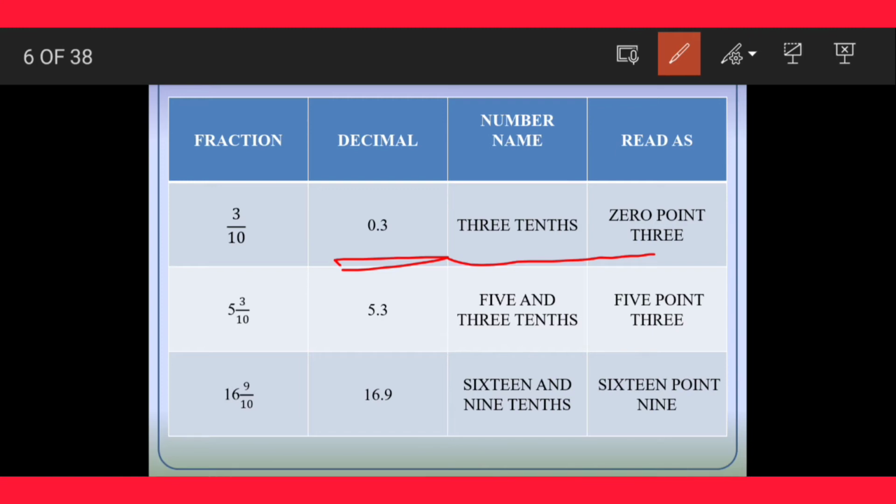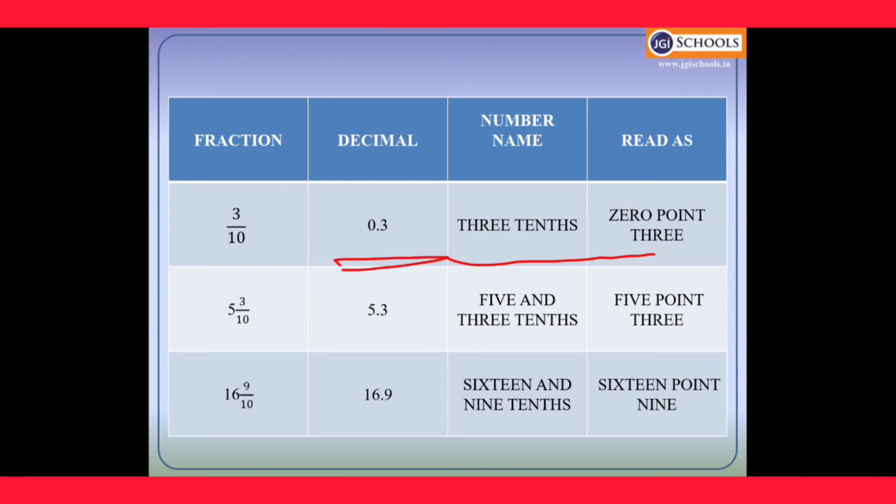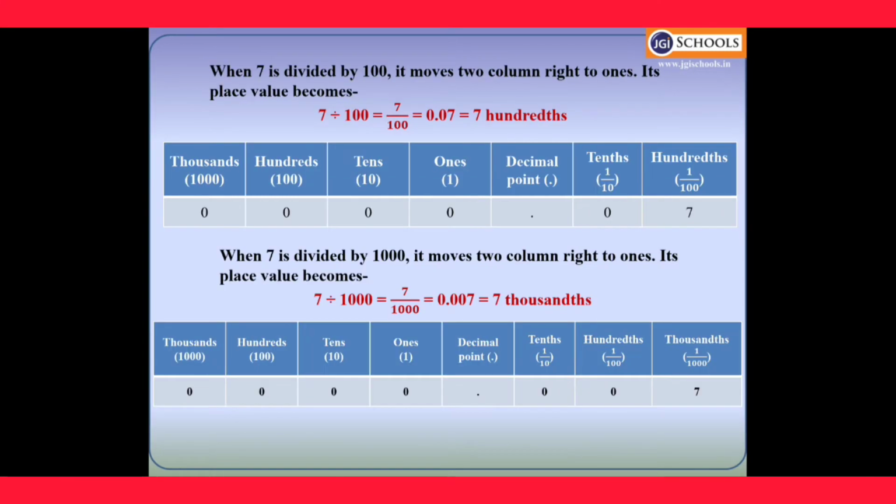5 and 3/10. But how will you read the decimal? It's 5.3. And 16 and 9/10 is 16.9. This is how you should read the decimal. Okay, so what will happen when it is divided by 100?